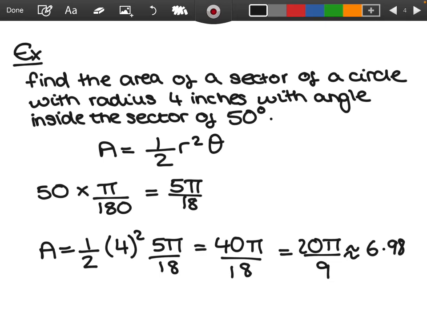Now my radius was in inches, so this is going to be inches squared. Our particular measurement here is going to be square inches. So remember that with area, it's always going to be the square of whatever unit of measurement you used for your radius.